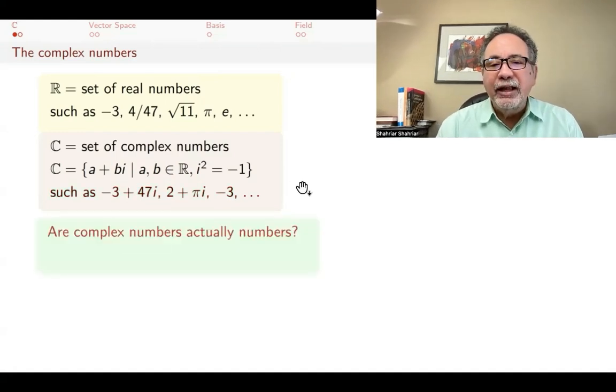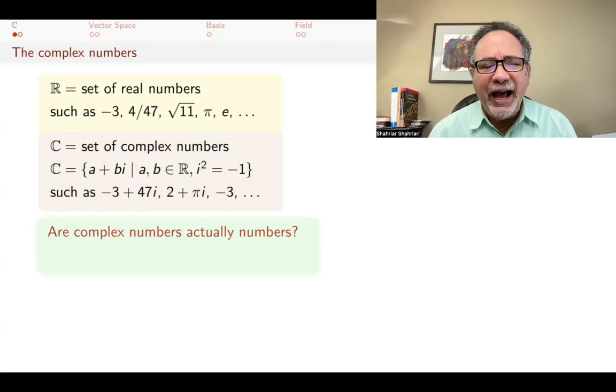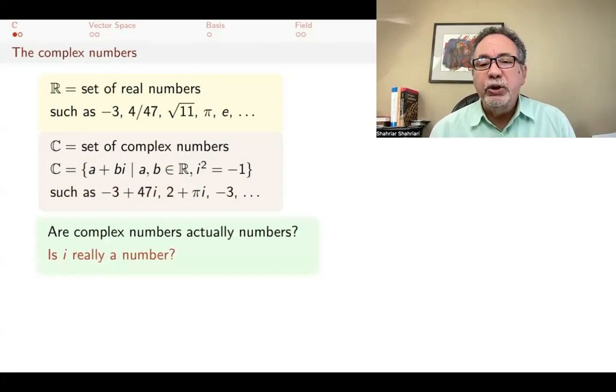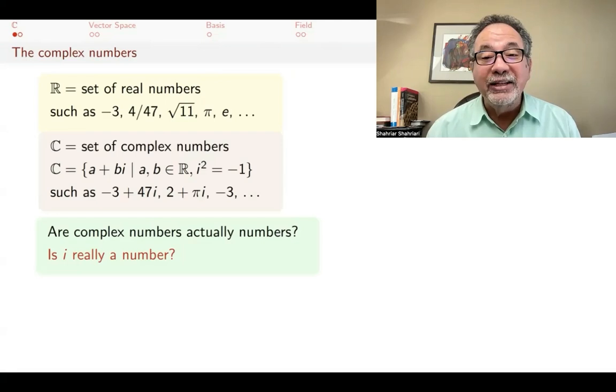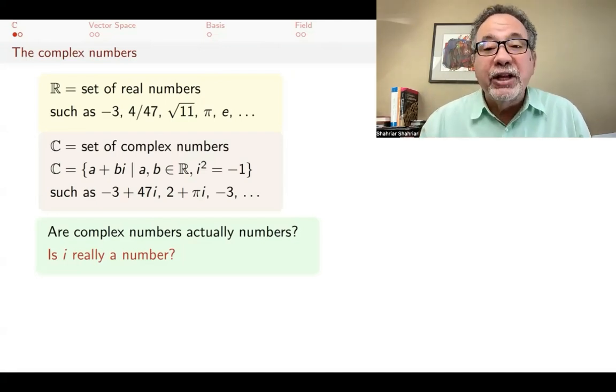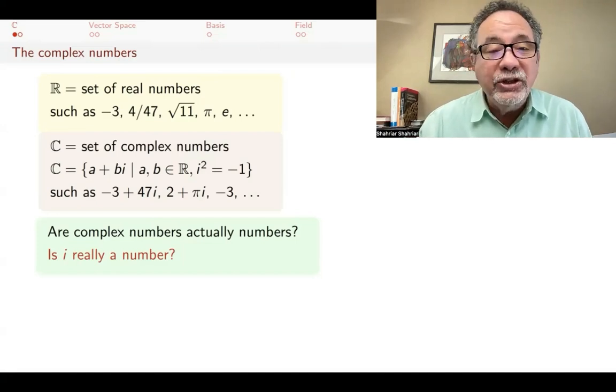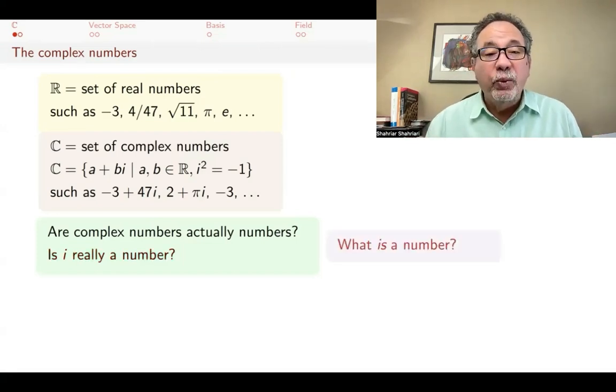Now, the first question that a lot of students ask is, are these actually numbers? Is i really a number? Do we have a number that when you square it, you get -1? There's no real number like that, and in that way, i is not really a number. But the question is, are there any numbers like that, real or not? And to answer that, you first have to ask, what is a number?